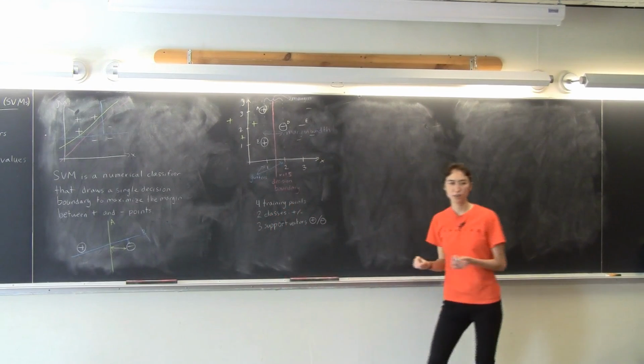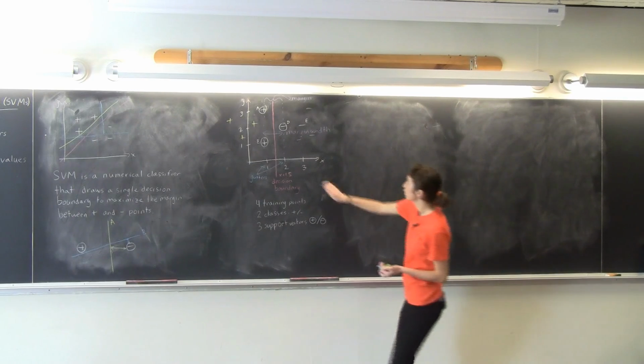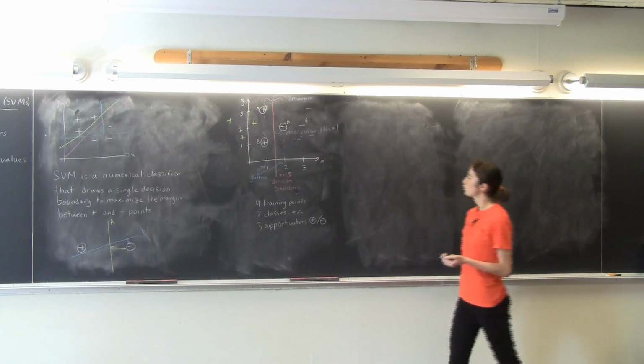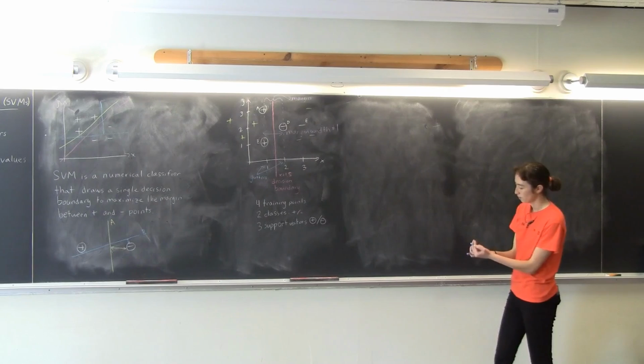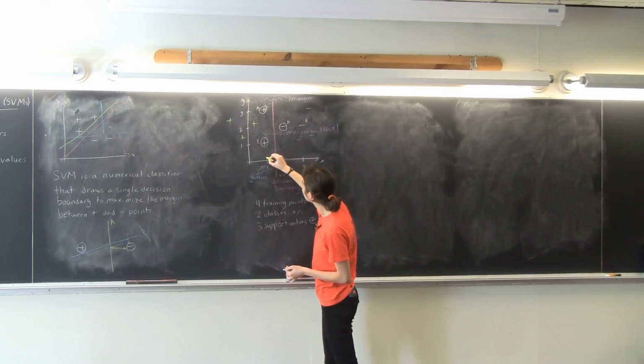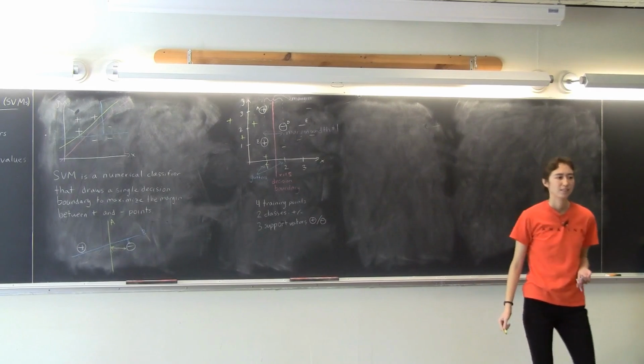What would be the value of the margin width in this case? 1, because it's just the distance from 1 to 2. So the margin width is equal to 1. Another thing we could do is add additional points, say, on the gutters. Would those be support vectors?